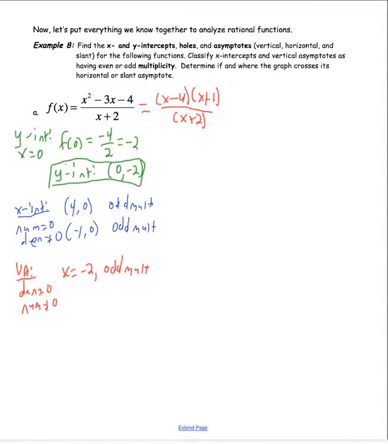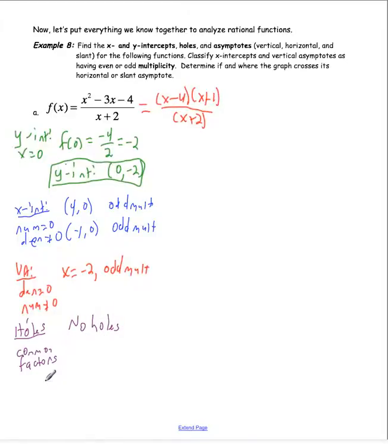Next, we're going to see if we have any holes for this function. Holes occur when we have a common factor in the numerator and the denominator of greater or equal multiplicity in the numerator than the denominator. So we're looking for common factors in the numerator and the denominator. In this case, there are none, so we have no holes for this rational function.